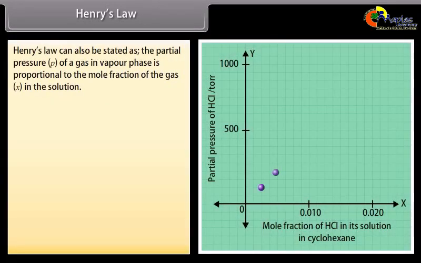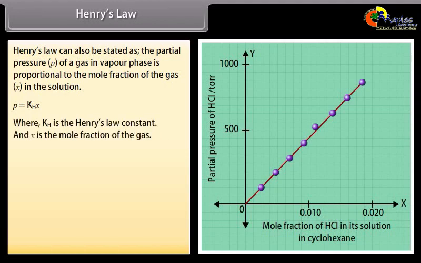Henry's law can also be stated as: the partial pressure of a gas in vapor phase is proportional to the mole fraction of the gas in the solution. P is equal to KH x, where KH is the Henry's law constant and x is the mole fraction of the gas.